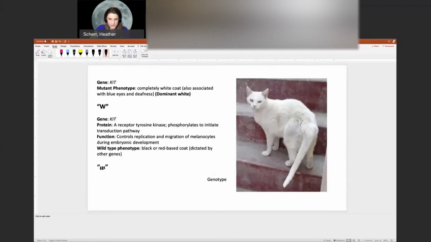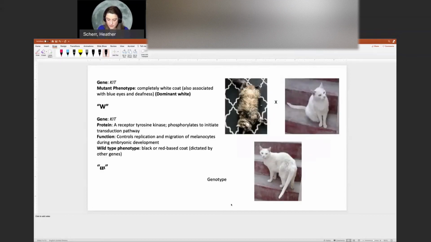My question is, what's the genotype of this cat? Capital W, or capital W, little w. Okay, so we can write it capital W blank. I always like to write the blanks so I'm not losing track of what I need to determine.